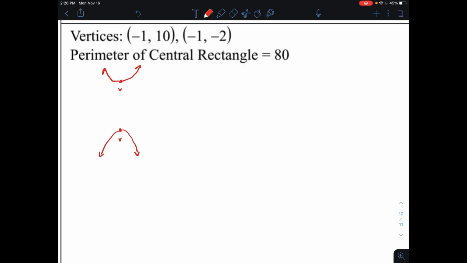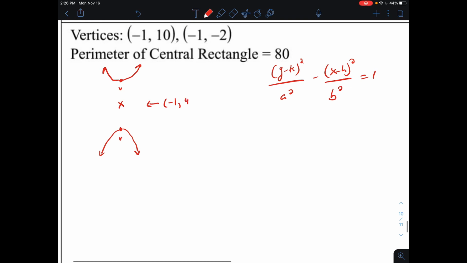Since it opens up and down, our equation is going to be (y minus k) squared over a squared minus (x minus h) squared over b squared is equal to 1. And we start here by finding our center. Our center is going to be right smack in the middle of our two vertices. So it's going to have an x value of negative 1, and for the y value, average the y's together to get the middle y number. So 10 plus negative 2 is 8, divided by 2 makes 4, and that gives us h and k.